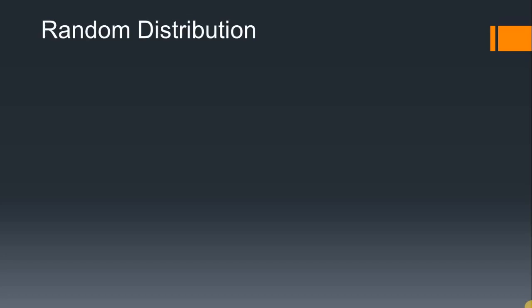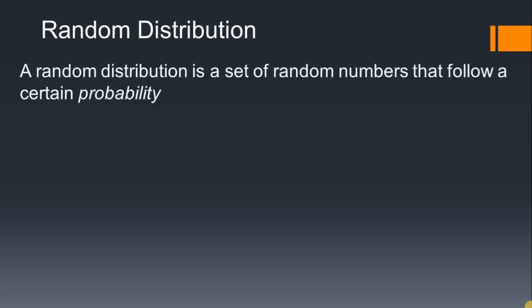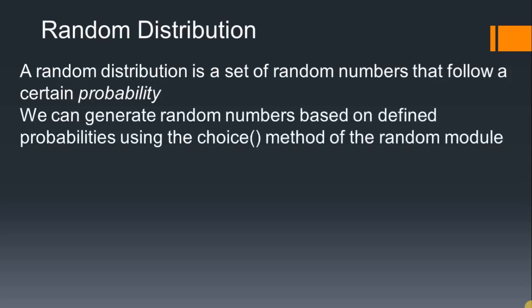Random distribution means that when we get a random number, we can set some criteria so that the data will be set according to our rule. A random distribution is a set of random numbers that follow a certain probability. We can set a probability on each random number, so that a particular number occurs more times than another. We can generate random numbers based on probability using the choice method.